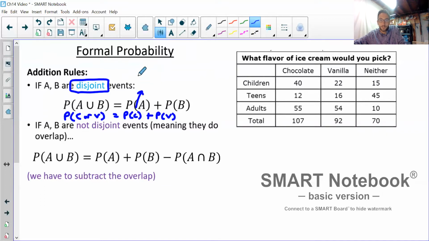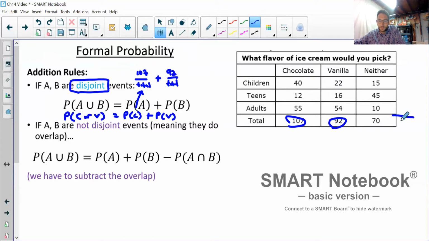So that would be 107 out of the total, which I'm too lazy to calculate right now and clearly should have done before this video started, plus probability of vanilla would be 92 over the total. I guess it's not that much work. 107 plus 92 is 199.